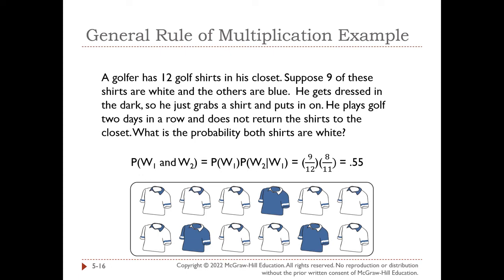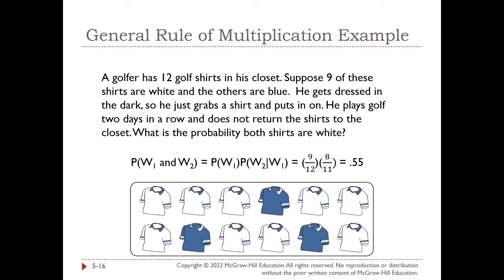So, the probability of getting a white shirt on the first day is basically 9 over 12. He has 9 white shirts, 12 in the closet. That event is now over.